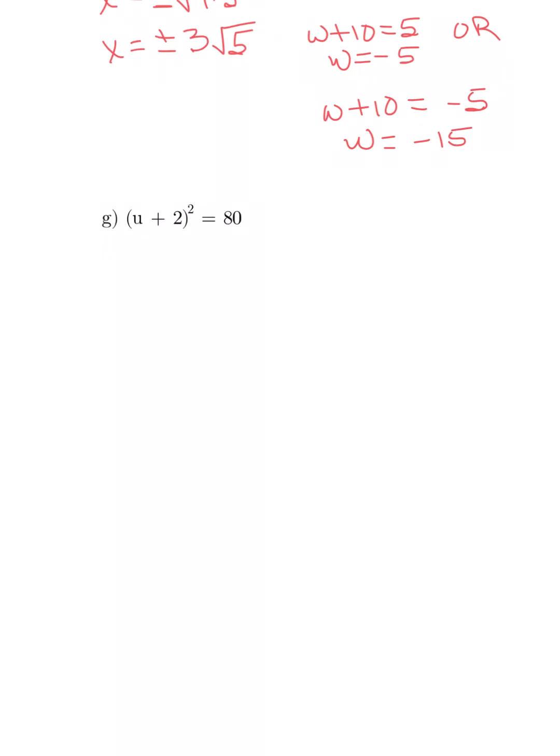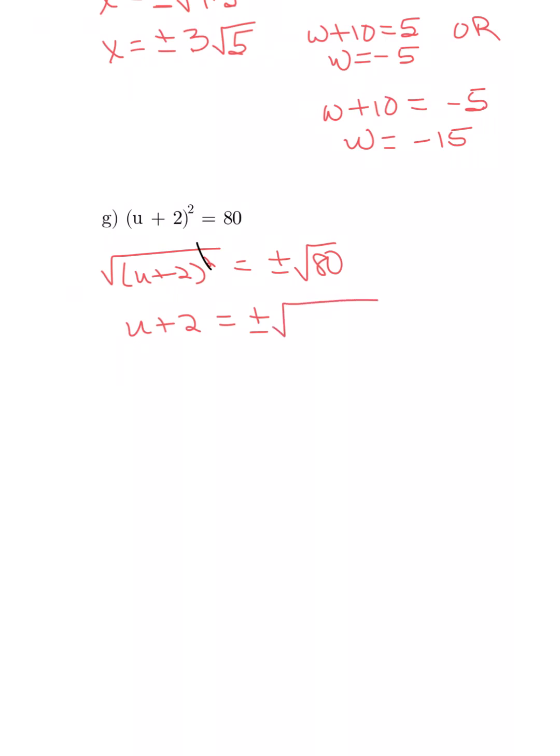Our last example using the square root property is very similar to the last one. We're still going to do the square root of both sides. So the square root of the quantity squared equals plus or minus the square root of 80. The square and square root offset each other on the quantity, and we are left with just the u plus 2. What's different about this problem is that 80 is not a perfect square.